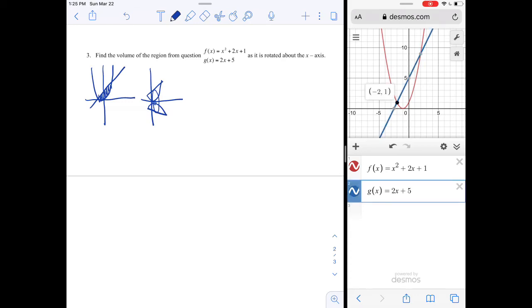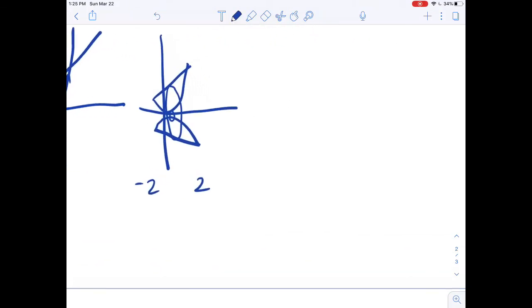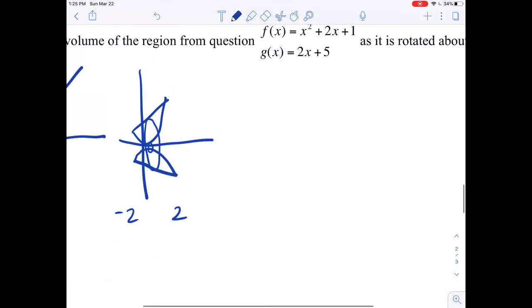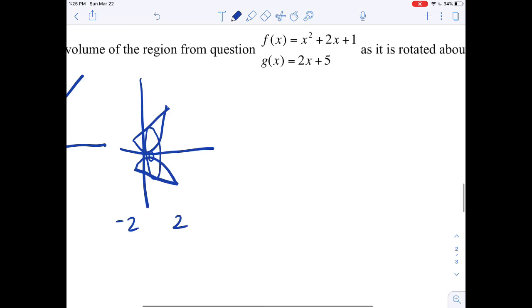The other thing you need to get from the graph are what are the points of intersection. So if you look right here on the graph, you can see they intersect at negative 2, 1 and 2, 9. So that means that our integral is going to begin at negative 2 and end at 2. Okay, so let's go to this full picture here. This is what we are finding the volume of using these two functions.